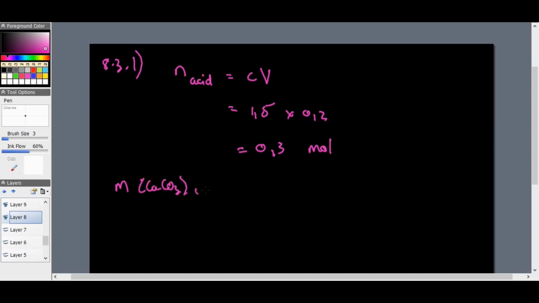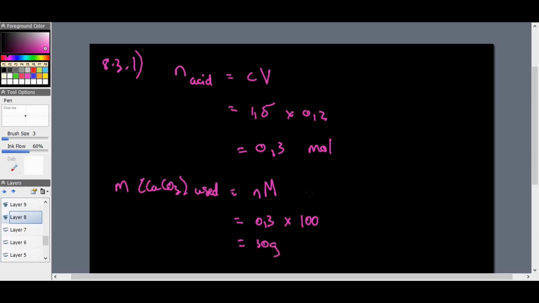The mass of CaCO3 that is used is going to equal, of course, the number of moles times the molar mass. So that's just the mole formula manipulated. Okay, so we're going to have 0.3 moles because they're in the same mole ratio, multiplied by the molar mass there, which is 100 for calcium carbonate: 16 times 3 plus 12 plus 40. Okay, and 0.3 multiplied by 100 should give us 30 grams.